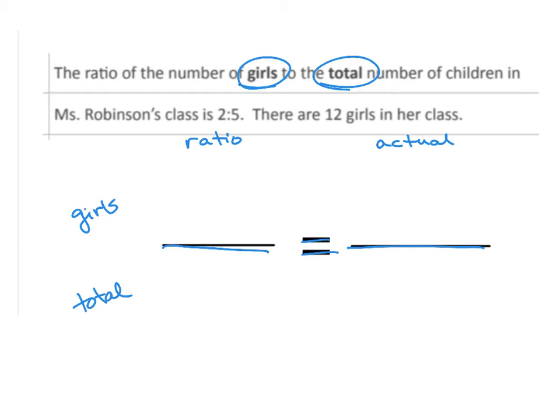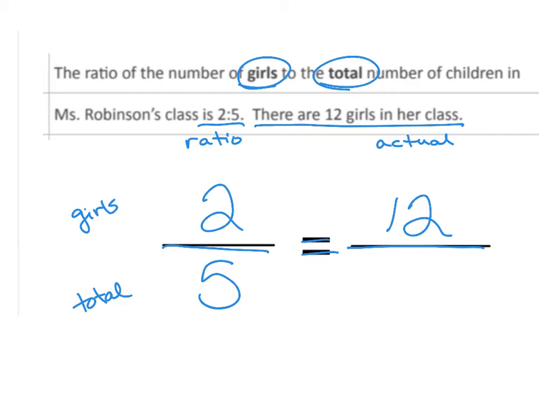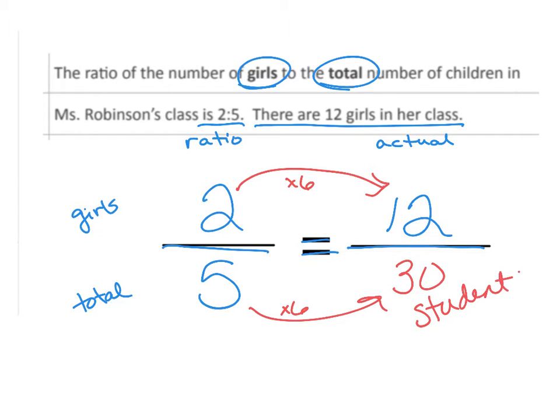So the ratio is 2 to 5. So 2 goes on top for the number of girls out of 5 total children. Then we hit this last sentence, which is going to give us our actual. There are 12 girls in her class, so that goes there. Now we're going to solve it, and it's like solving equivalent fractions. We're going to take the 2 and ask, what do we do to the 2 to get 12? We multiply it by 6. So we're going to do the same thing down on the bottom. 5 times 6. Our answer is that Miss Robinson has 20 students in her class, and there's our answer.